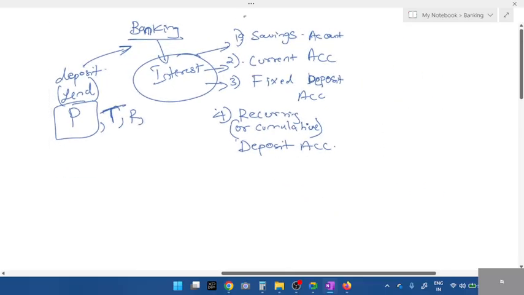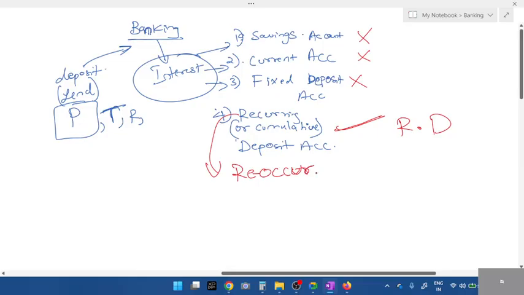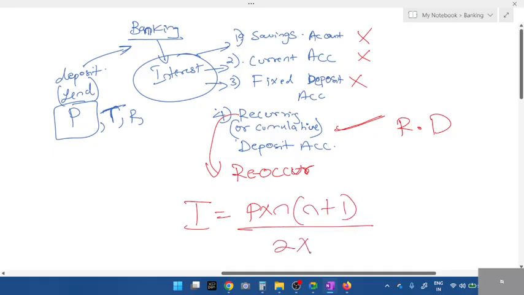So you'll have four types of account: savings account, current account. Just ignore all this. Make a note of the words. For your syllabus, you have recurring or cumulative account. We also call it RD account. R stands for recurring, D stands for deposit. What does recurring mean, students? Reoccur. You know the meaning of occur, right? Repeats. That's the reason for the principal time period. Look here. Interest is equal to P into N plus 1 divided by 2 into 12 into R by 100.